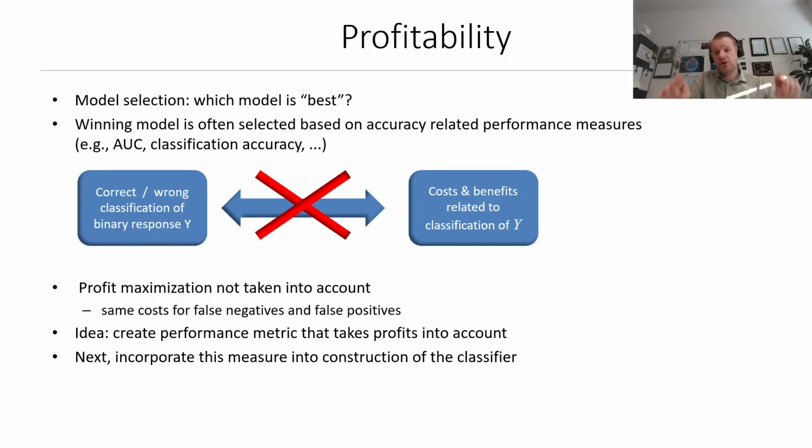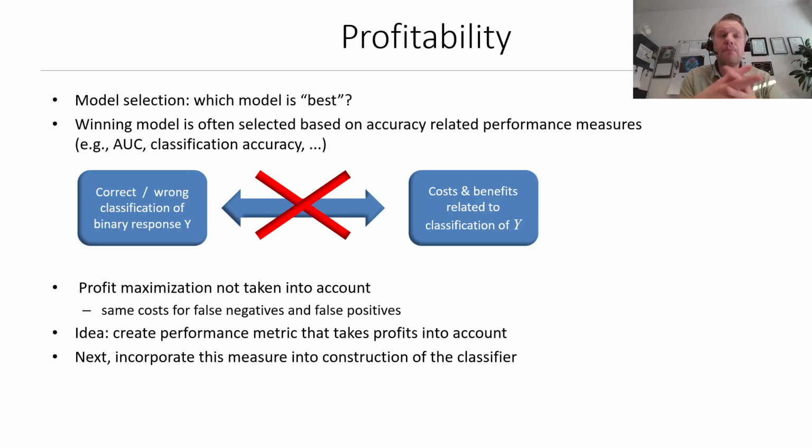So you have this confusion matrix with 4 different types of cells: predicted churner, yes or no; actual churner, yes or no; where we have the true positives, true negatives, false positives, and false negatives. And each of them can come with certain types of costs and benefits. So in order to properly take into account profitability, we need to look at the costs or the profit for each of those decisions. And the idea is then to create a performance metric that takes into account profit.